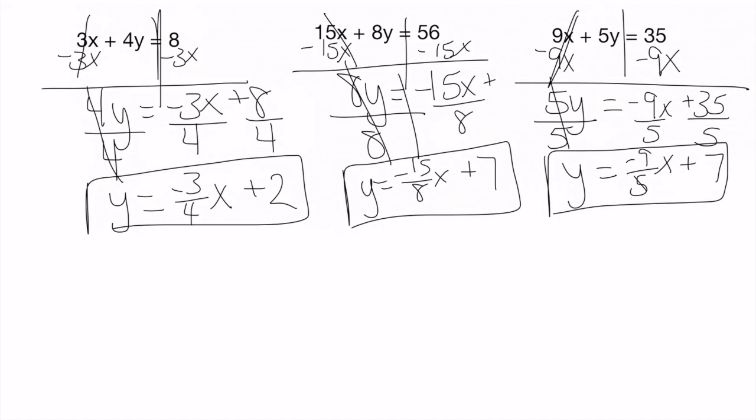So there are 2 steps to convert from standard form into slope-intercept form. So go ahead and try these next ones on your own.